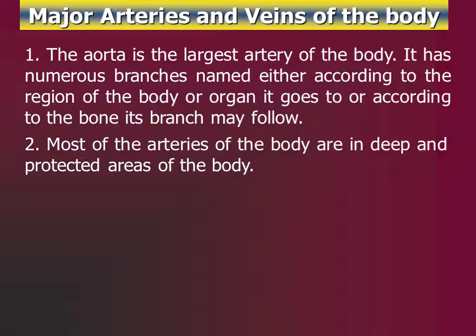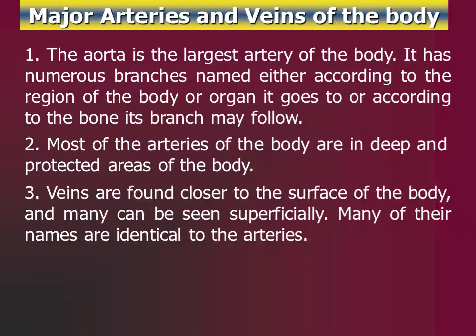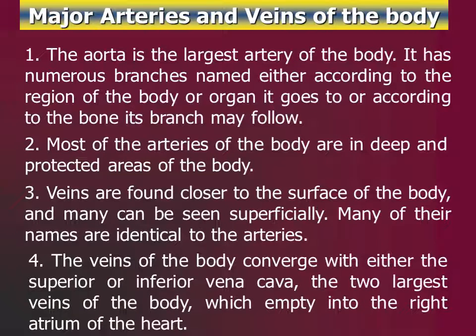Most of the arteries of the body are in deep and protected areas of the body. Veins are found closer to the surface of the body, and many can be seen superficially. Many of their names are identical to the arteries. The veins of the body converge with either the superior or inferior vena cava, the 2 largest veins of the body, which empty into the right atrium of the heart.